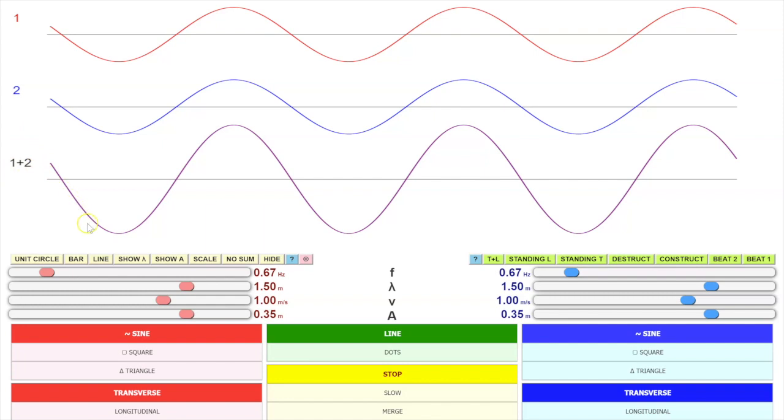You can see that the resultant trough is a lot lower than each individual trough, and the resultant crest is a lot higher than each individual crest. So this is consistent with our definition for constructive interference.